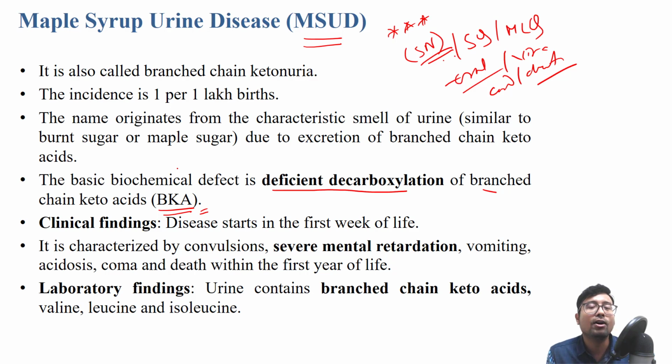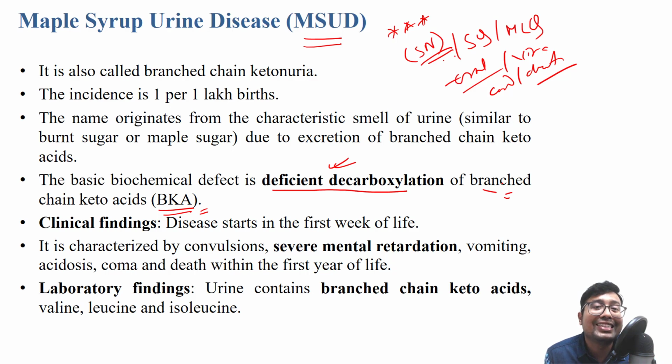So just remember, in case of maple syrup urine disease, the defect is in deficient decarboxylation of branched chain keto acid. Means what? In the first reaction, the branched chain amino acid will be converted to branched chain keto acid, but in eventuality, what was happening? Branched chain keto acid was getting ultimately converted to either glucose or ketone body, depending on what amino acid was the source. But here the second step is deficient.